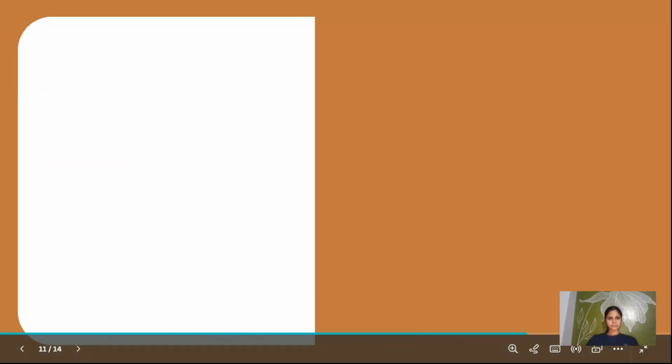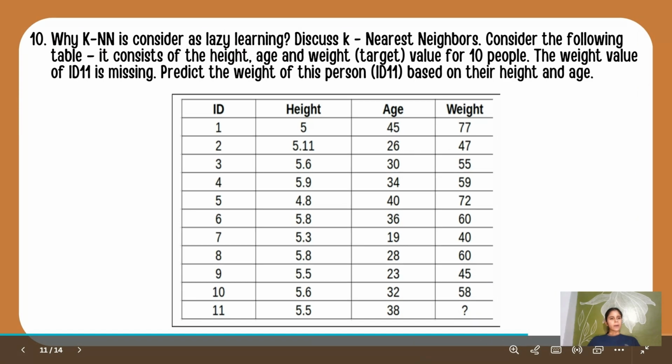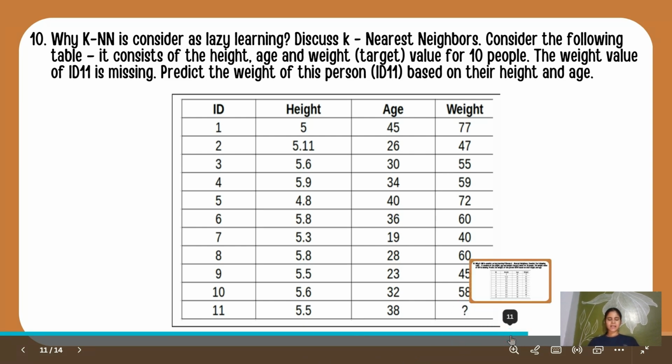Question number 10. Why is KNN considered as lazy learning? Discuss K nearest neighbor. Consider the following table. It consists of height, age, and weight values for 10 people. The weight value of ID 11 is missing. Predict the weight of this person, ID 11, based on their height and age. Here is the table given below. With reference to this table, we have to find the weight of the person ID 11, which is missing in this table. So let's start solving.